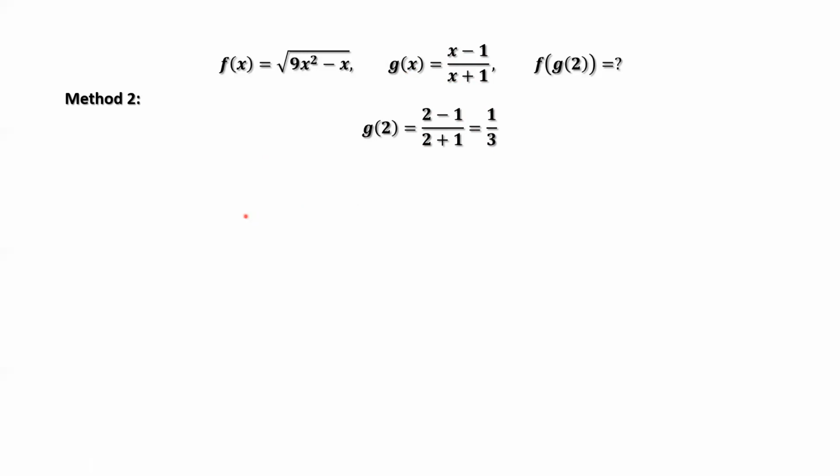Back to the question. F of g of 2 equals f of 1/3 because g of 2 equals 1/3. From the first given equation, f of x equals square root of 9x squared minus x. What is f of 1/3? Just replace x by 1/3 from this equation. Therefore, we have f of g of 2 equals square root of 9 times 1/3 squared minus 1/3.